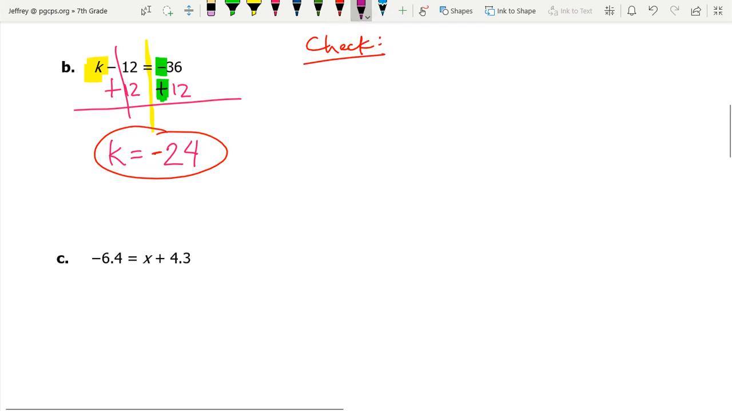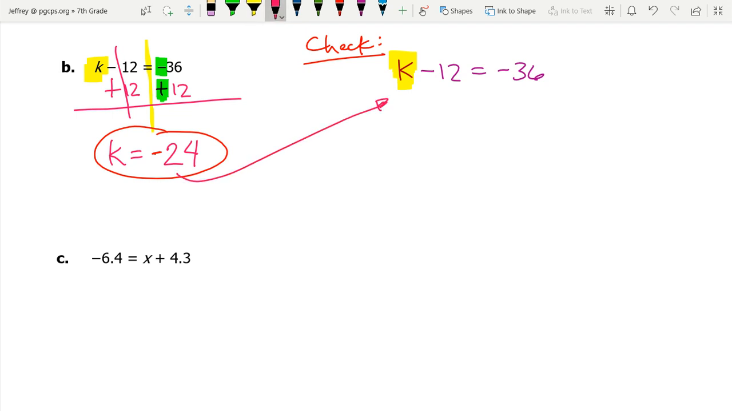First thing to do is you copy the original equation. The next thing you do is you substitute the value of k. What is k? K is negative 24. So negative 24 minus 12 is equal to negative 36. Now remember, when we subtract integers, subtracting is the same thing as adding its opposite. Keep, change, opposite. So negative 24 plus negative 12.